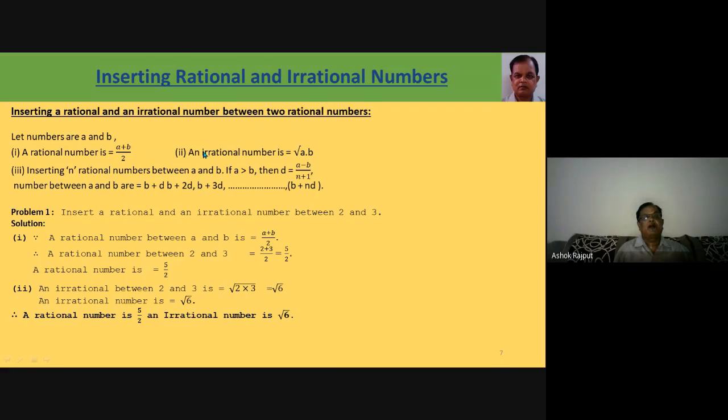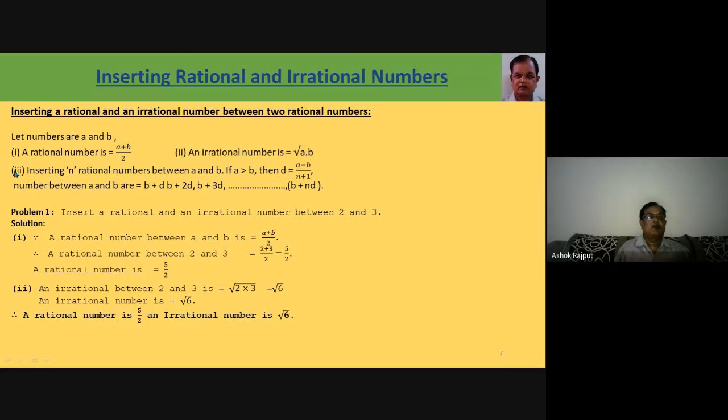If we want to find an irrational number, then it can be written as the square root of a times b. Or simply we can say we will multiply both numbers and find the square root of the product. That will be the irrational number between the numbers a and b. The next method is inserting n rational numbers. Here we are inserting only one irrational and one rational.